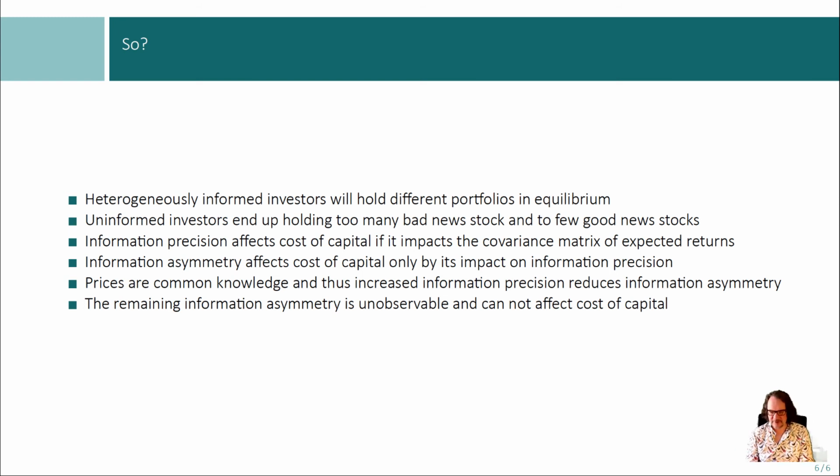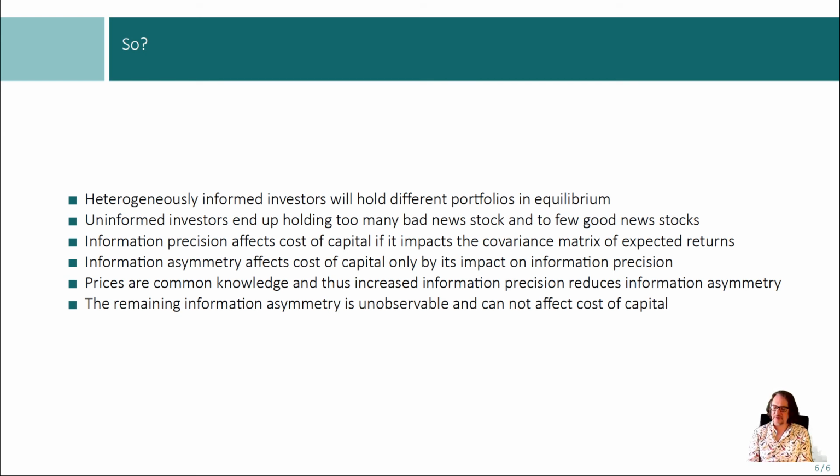Okay, good. So these are the points that I wanted to make with respect to Easley-O'Hara. Now let's try to wrap all this up. So what do we see here? We see that in a world where information is heterogeneously distributed across market participants, and this is the real world, okay? We see that these heterogeneously informed investors will end up holding different portfolios in equilibrium. So this is important because this is clearly different from the CAPM world. So if information is heterogeneously distributed, that leads to different portfolios.